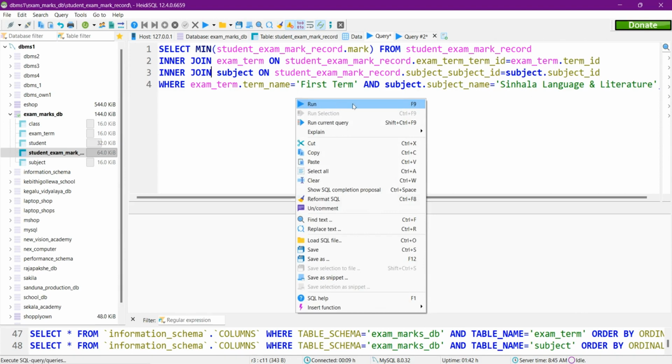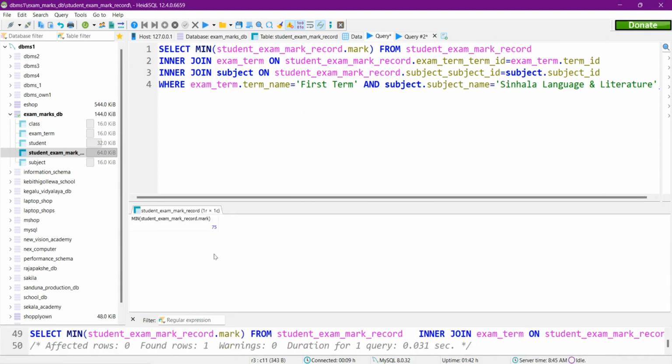I'm going to run this and let's see the results. You can see this is the answer for the first question, the lowest marks obtained by a student in the first term Sinhala language and literature subject.